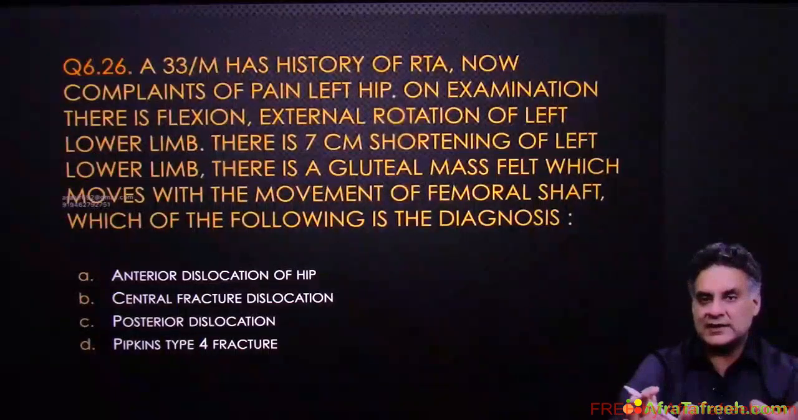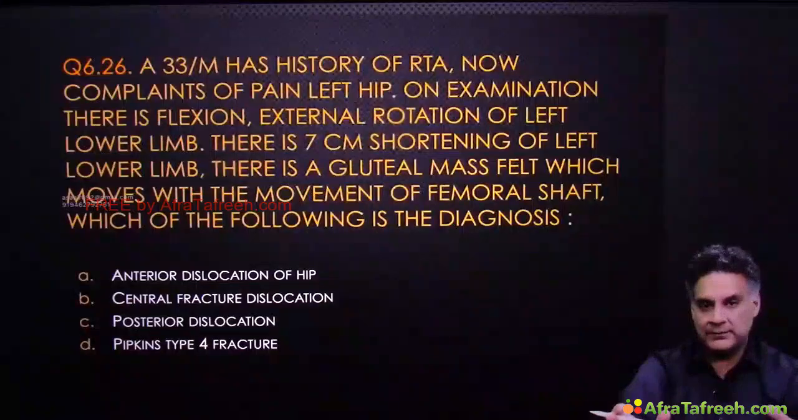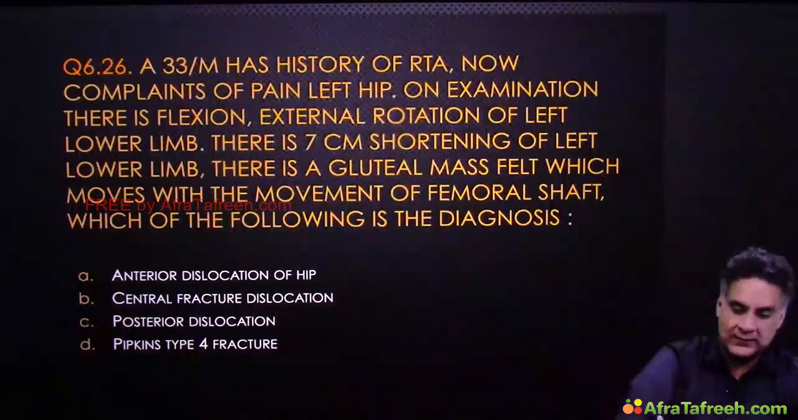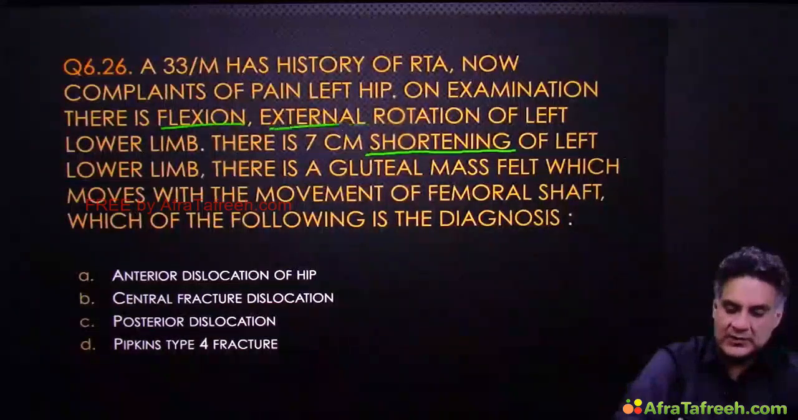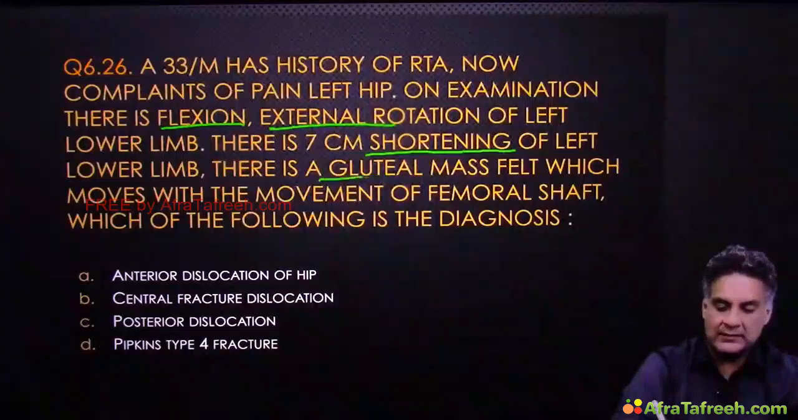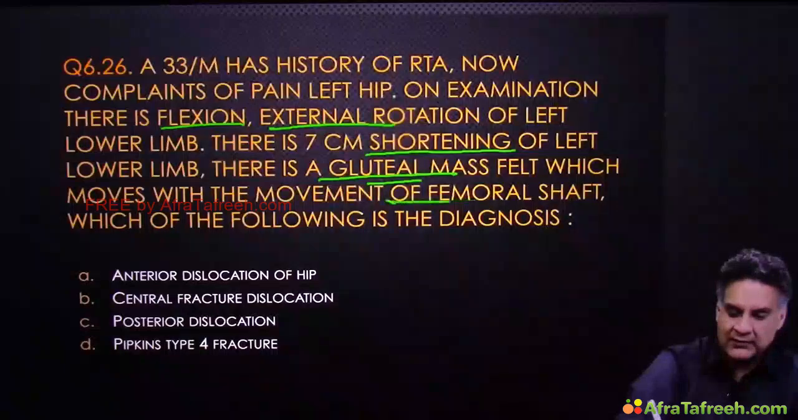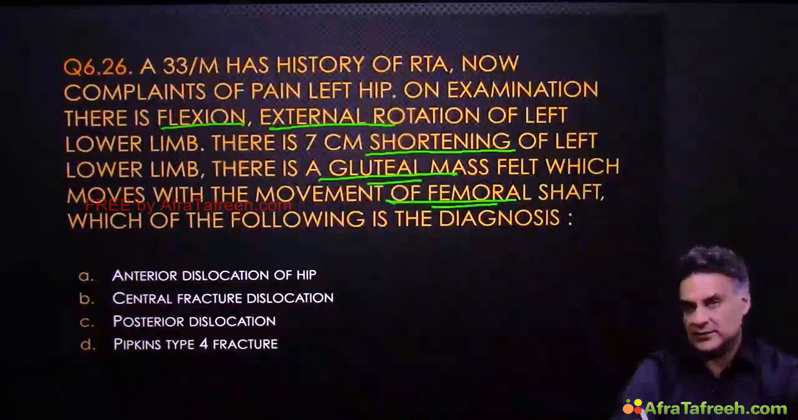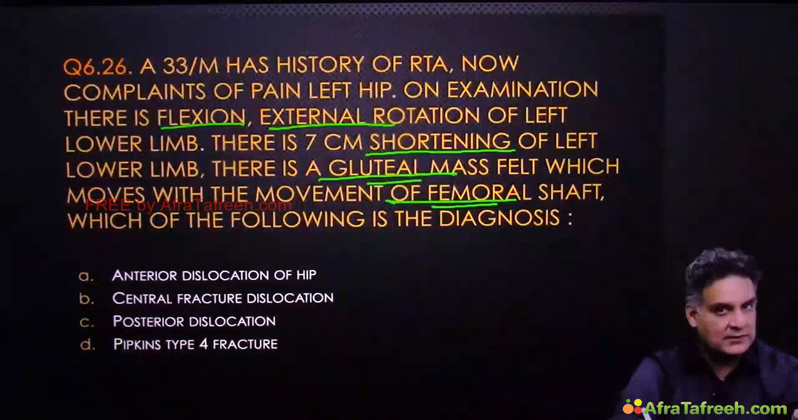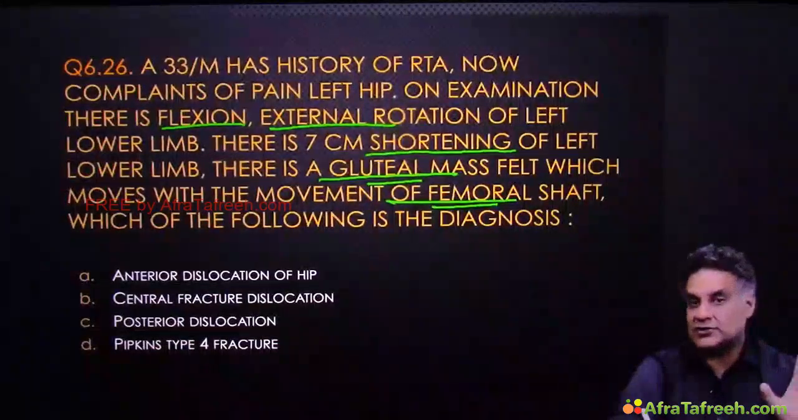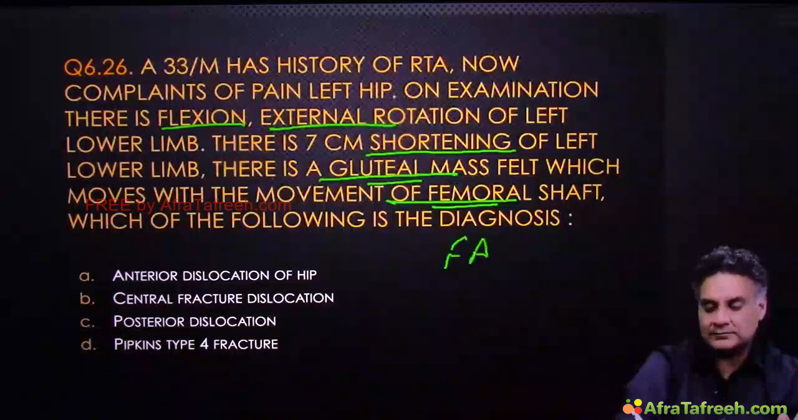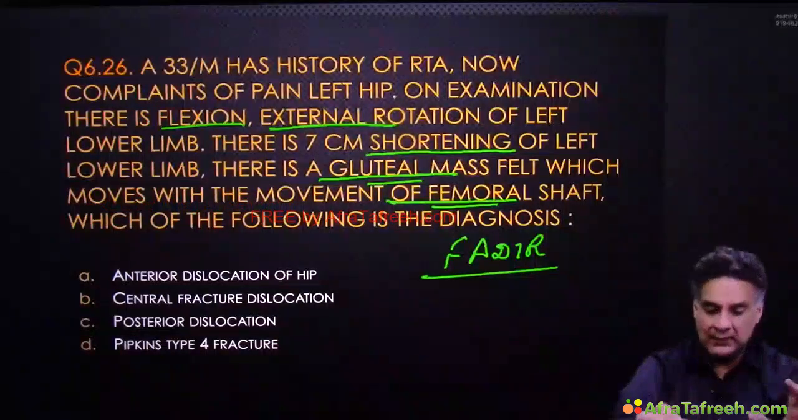A patient has a history of RTA, complains of pain of the hip, young man. There is flexion, external rotation of the left lower limb. 7 centimeter shortening. So there is shortening, there is flexion, external rotation. There is a gluteal mass. So with a gluteal mass that moves with the movement of the shaft, it is a posterior dislocation. Posterior dislocation should have shortening, that's okay, but should have internal rotation. So it does not have that, and there is a gluteal mass.